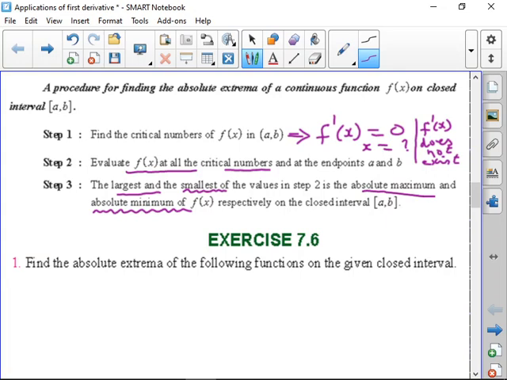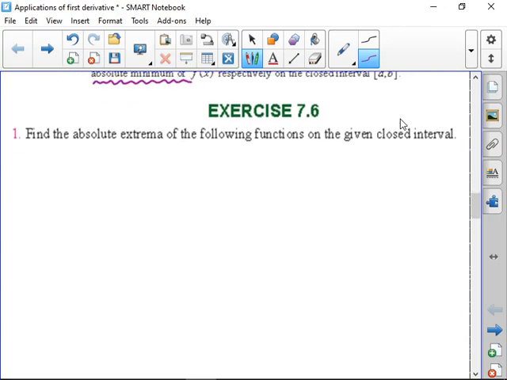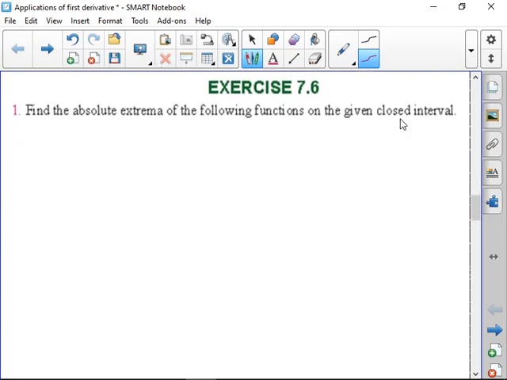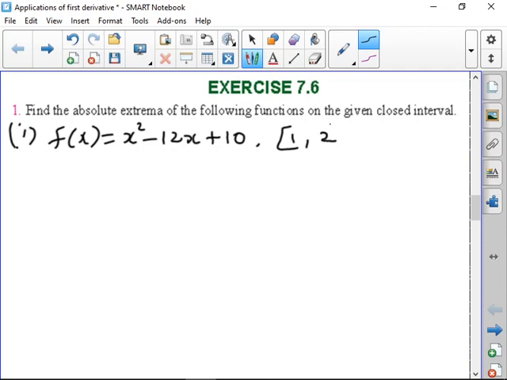So now we will see a few problems from the exercise 7.6. Find the absolute extrema of the following functions on the given closed interval. Okay, so exercise 7.6, we will do the first subdivision first. Okay, so what is it? f of x is equal to x square minus 12x plus 10 and the interval is 1 comma 2.